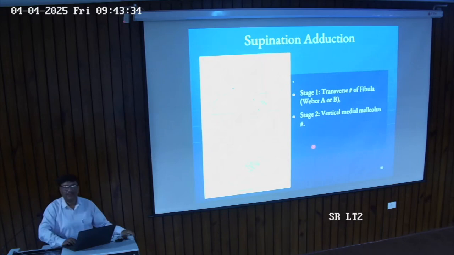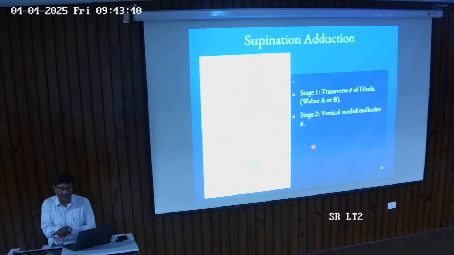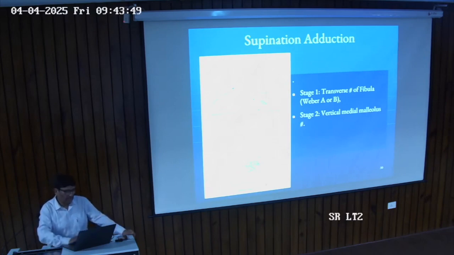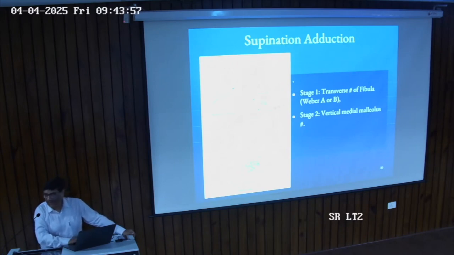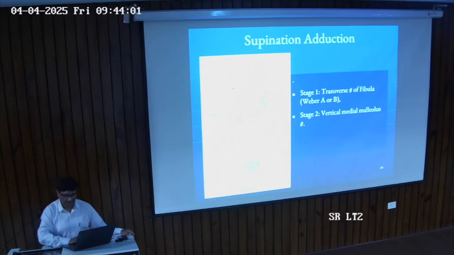The next that we are going to learn about is supination adduction. So instead of supination and external rotating, the foot goes into adduction. The lateral structures are stretched, the medial structures are compressed. So that is the direction of the force, from lateral to medial side. So which structure would fail first? The lateral ligament, or there may be a pull-off fracture of the fibula.